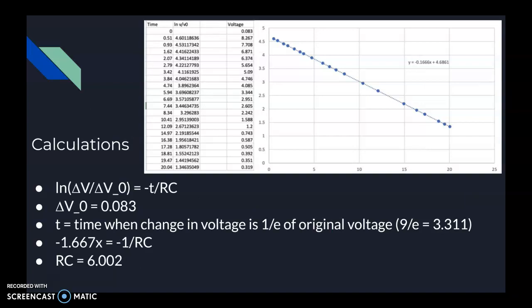Along with the total times it took and the voltage measurements from a charged capacitor up to 20 seconds, I then took these measurements to plot the natural log of V over V naught, where V naught is 0.083, which I got from the simulation, and T, which is the time at which the change in voltage is 1 over e of the original voltage, which in my case was 3.31. The slope was negative 1.67, which I got from the graph. Setting this equal to negative 1 over RC and solving for RC gives us that RC for this capacitor was 6.002 seconds.